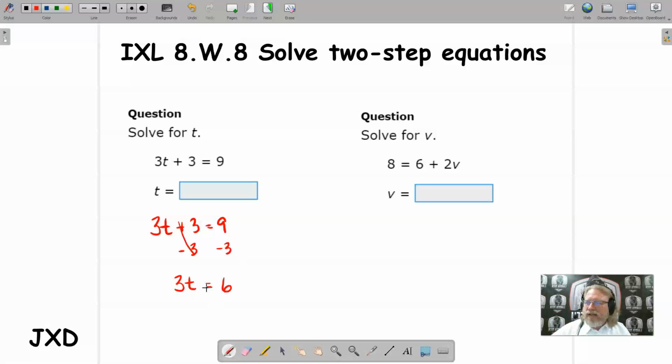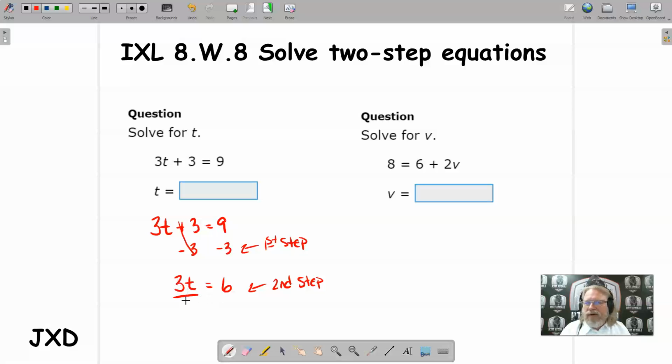Now the 3 is tied to the t through multiplication. This is going to be our second step. Our first step was here. This was the first step, and this is why we call it a two-step equation, because we have two steps. Now we're going to do the second step here, and that is going to be to divide. Because the 3 is tied to the t through multiplication, the opposite operation of multiplication is division, so we're going to use a fraction because all fractions are division problems.